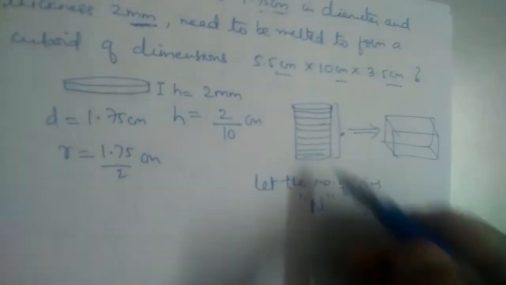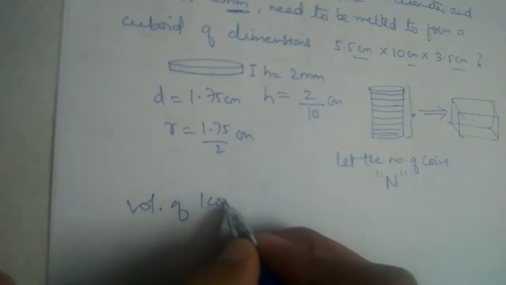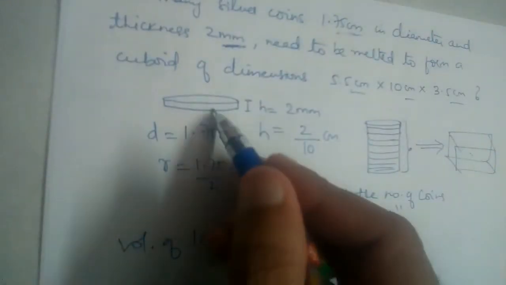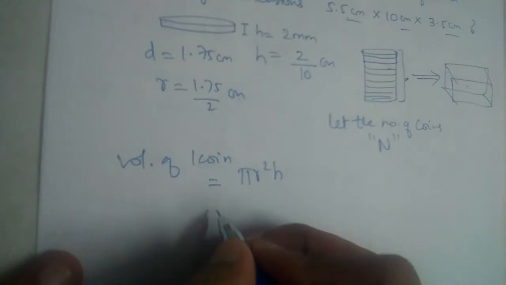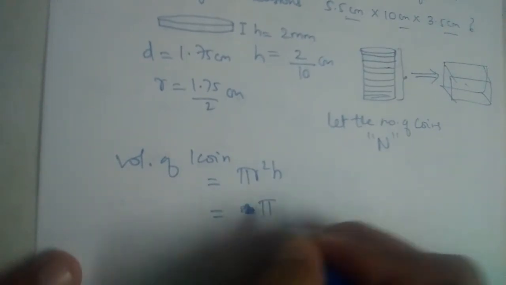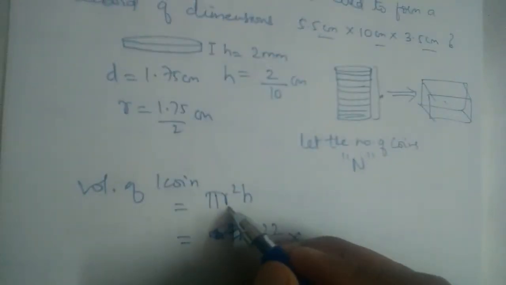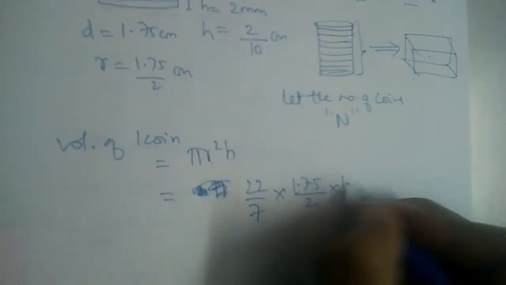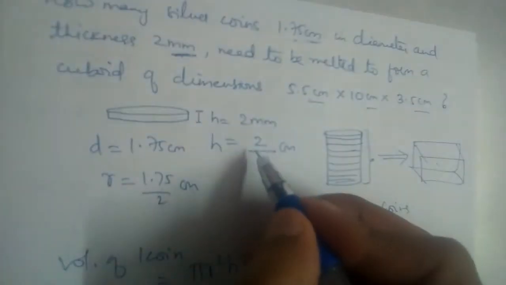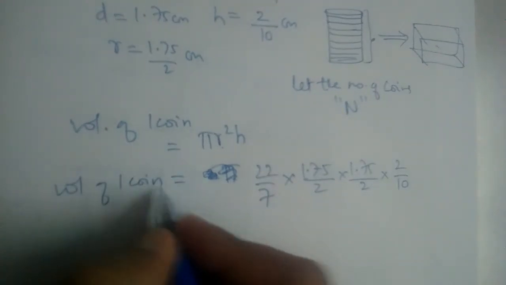Okay, so volume of n coins should be equal to the volume of this cuboid, right? So volume of one coin is equal to how much? This is a cylinder, right? It will be equal to pi r square h. So let us write pi as 22 by 7 into r. R is 1.75 divided by 2. So r square will be 1.75 divided by 2, 1.75 divided by 2 into h. H is 2 by 10. This is volume of one coin.